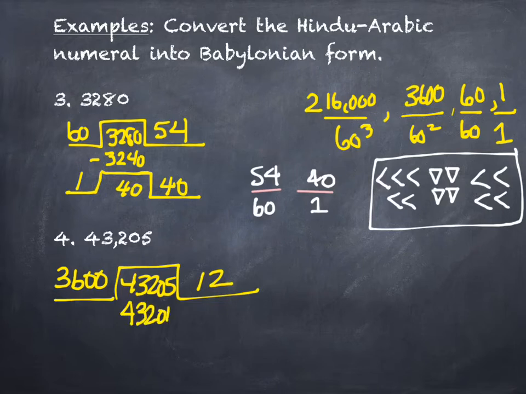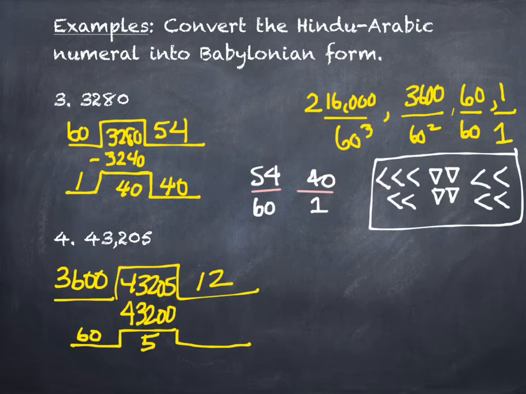43,200. That's nearly the number I've already started with, huh? All right, so if I subtract, what's left? 5. Now, I understand that 60 is not going to go into this, but I'm going to write it down over here. And again, this is partly because of what we're going to be doing with the scaffolding later. I don't want to leave any of the place values out.